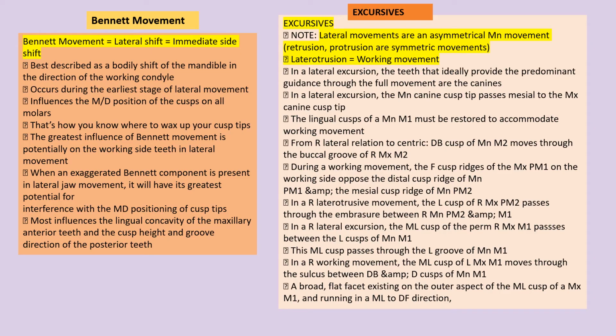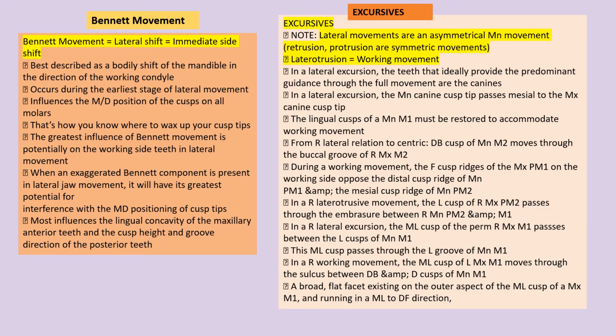In lateral excursion, the mandibular canine cusp tip passes mesial to the maxillary canine cusp tip. The lingual of the mandibular first molar must be restored to accommodate the working movement. From right lateral to centric, the distal buccal cusp of the mandibular second molar moves to the buccal groove of the right maxillary second molar. During a working movement, the facial cusp ridge of the maxillary first premolar on the working side opposes the distal cusp ridge of the mandibular first premolar and the mesial cusp ridge of the mandibular second premolar. In the right lateral movement, the lingual cusp of the right maxillary second premolar passes through the embrasure between the right mandibular second premolar and the first molar.